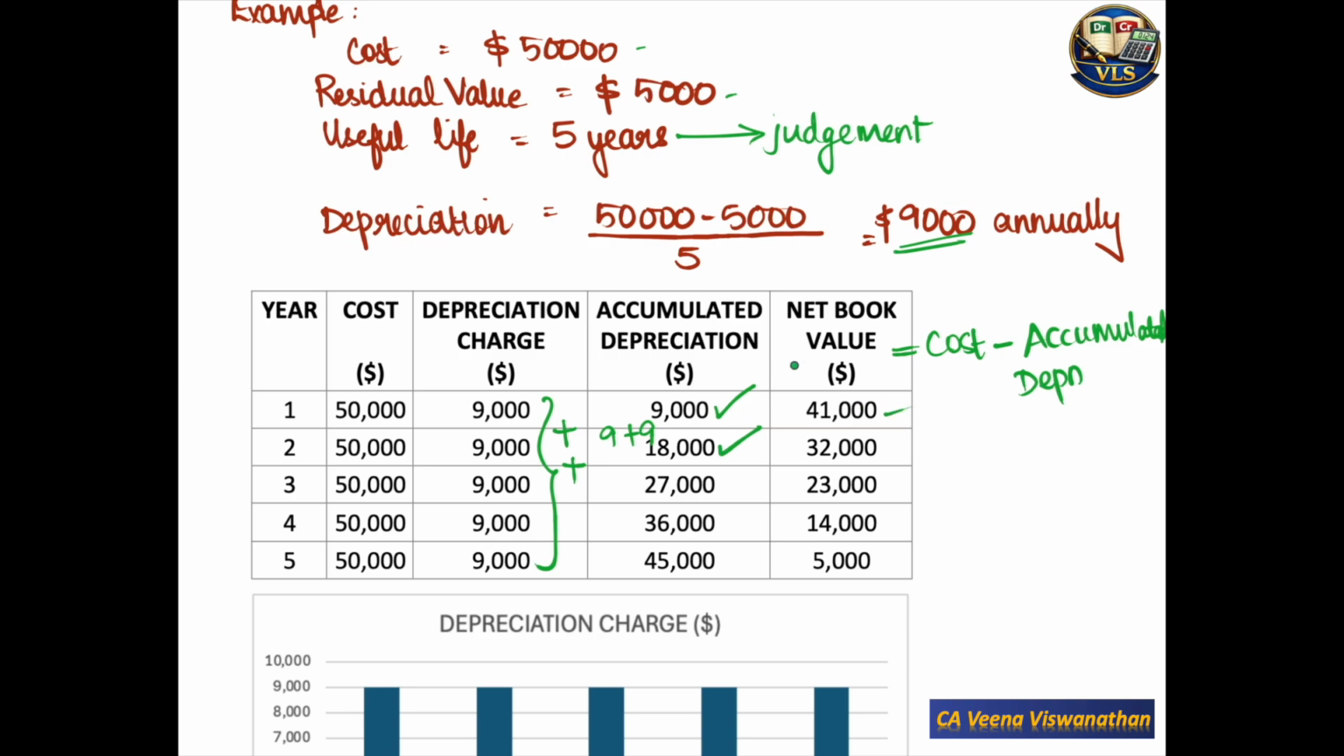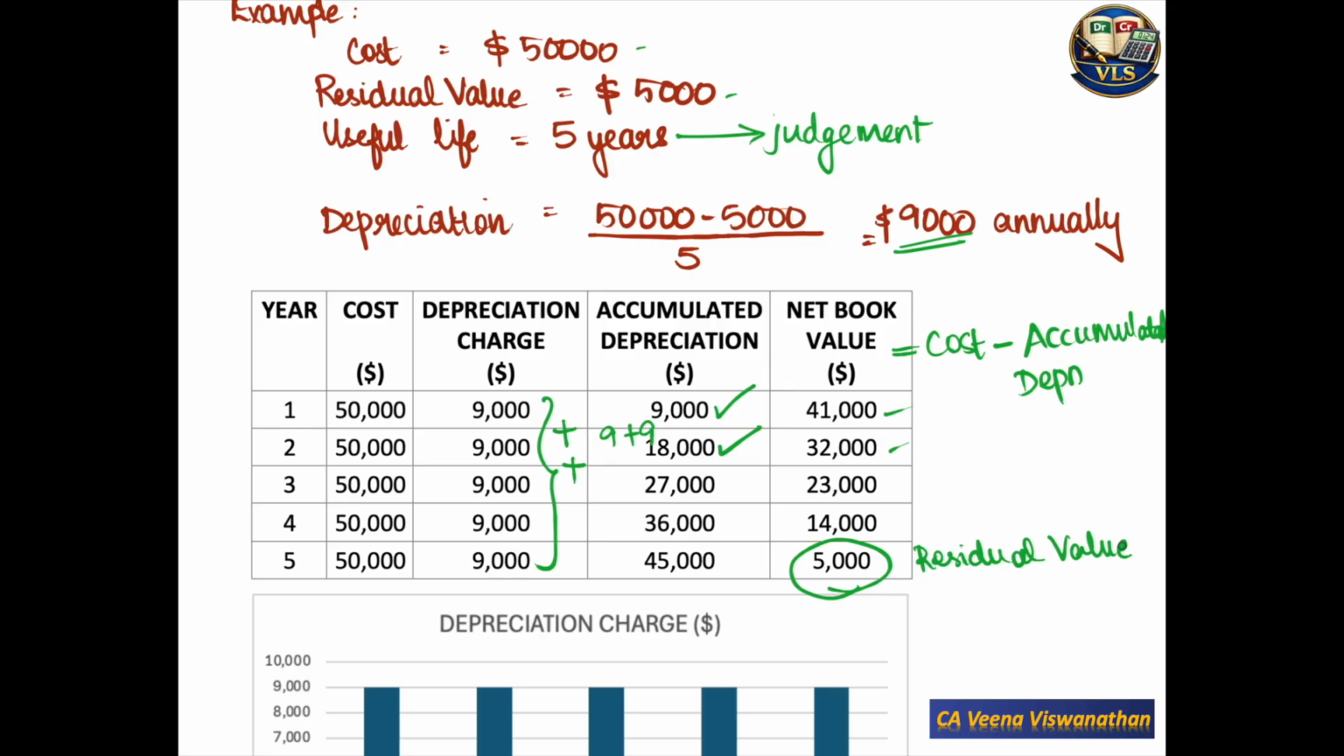And in the next year, I would be considering the accumulated depreciation here. So cost 50,000 minus 18,000 would be 32,000. If you see, at the end of year 5, I get the residual value, which remains in the books until the asset is disposed or sold, because I expect that the residual value is the amount that I will receive when I sell the asset or dispose of the asset. Hence, that value remains in the books as long as the asset is in the books.